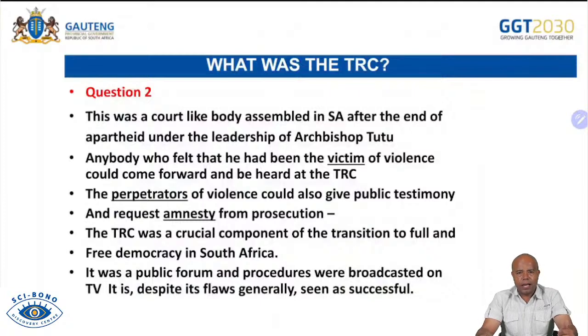But what we need to understand, there was always two parties. It was the victim and the perpetrator. Sometimes the victim was not available because the victim was killed during that process, but the perpetrators were always there during that process, basically. And there was a request for amnesty. So when we come back from our break, we will be dealing with, in particular, more content pertaining to the Truth and Reconciliation Commission.